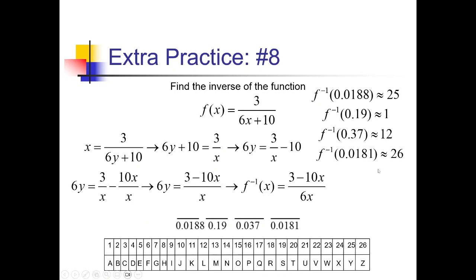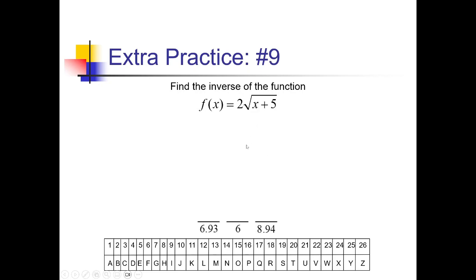What letters do those correspond with? Well, 25 is Y, so there's a Y right there. 1 is A, that one's pretty easy. And then 12 is L. And is this going to spell out Yale? Nope. 26 is Z, so it spells Yalz. We're going to have to rearrange that later on. But let's move on to the next problem now.